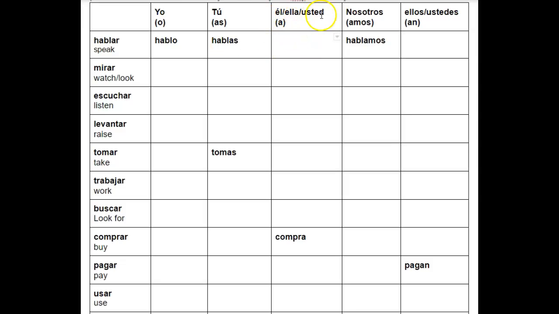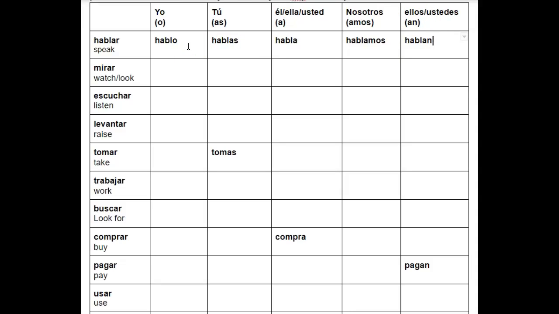For él, ella, and usted, again, take off the AR and substitute A, habla. So if we say él habla, he speaks. Ella habla, she speaks. Nosotros hablamos, and then ellos and ustedes hablan.